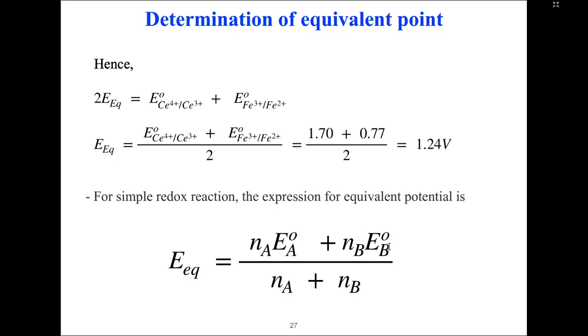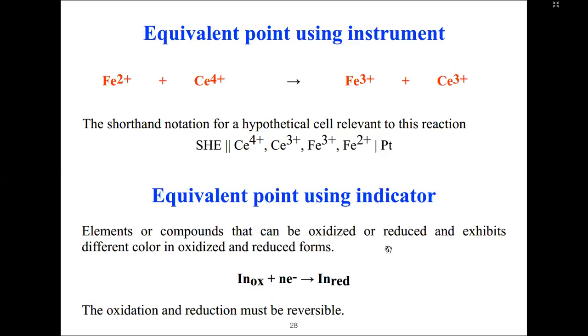Similarly, it is the same over here also. Equivalence point can be determined using an instrument. If you use the instrument, this is the case. However, we'll focus more on the equivalence point using an indicator. Okay, so like in acid-base titration, the indicator is also an acid or base. Here in redox titration, the indicator is also one of the oxidized or reduced forms. And it can change from the oxidized form to the reduced form, and also from the reduced form to the oxidized form.